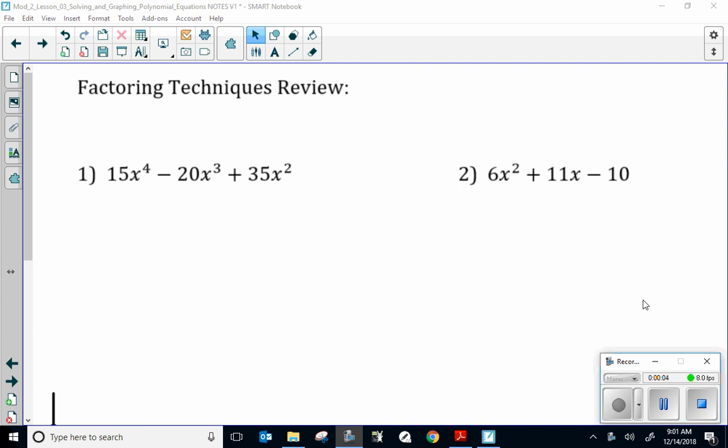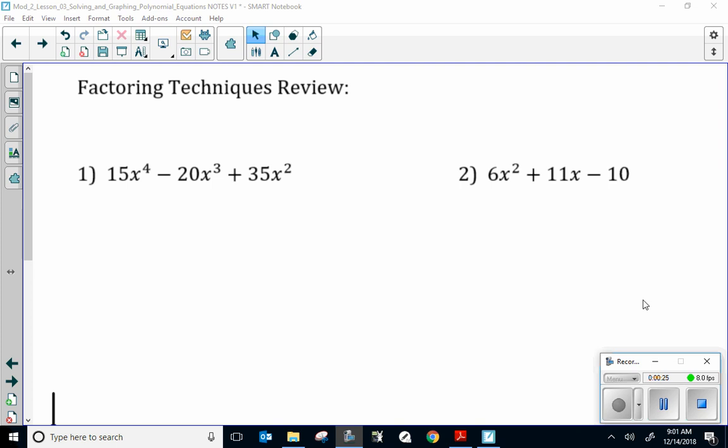Welcome to Unit 2, Lesson 3. This is Part 1, the first video for Lesson 3. And we are going to go over polynomials, factoring them, solving them, and getting some information and sketching them, knowing what they look like, etc. So a little bit more polynomial work.